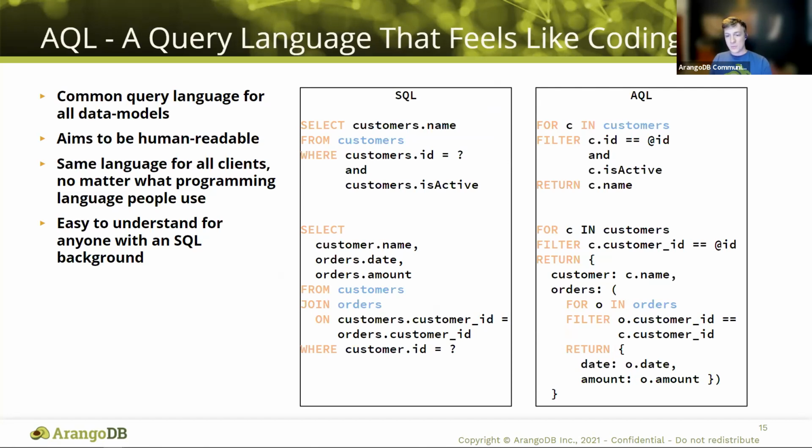The aim was to be human readable. I feel that, depending on the programming language you're coming from, AQL is going to feel very natural, and it is sort of SQL-like. So it's pretty easy to pick up if you're already familiar with SQL. Again, the key goal is being able to use this across all data models, and this shouldn't change depending on the driver you're using.